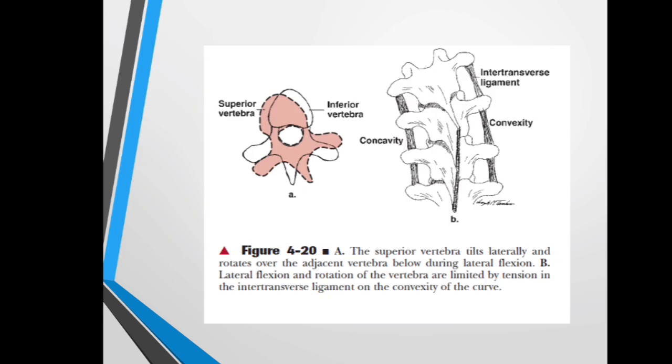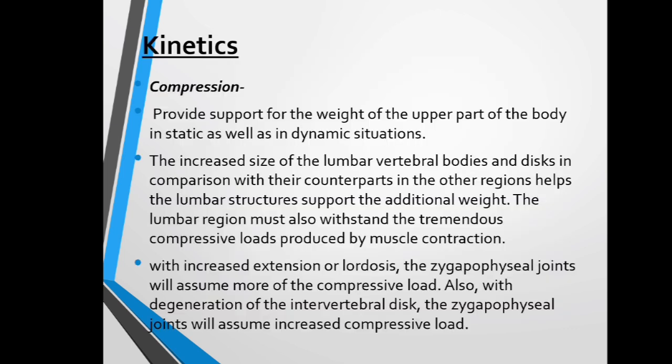This is the figure which shows that the superior vertebra tilts laterally and rotates over the adjacent vertebra below during lateral flexion, and in part B, lateral flexion and rotation are limited by tension in the intertransverse ligament on the convexity of the curve. Next we have the kinetics.